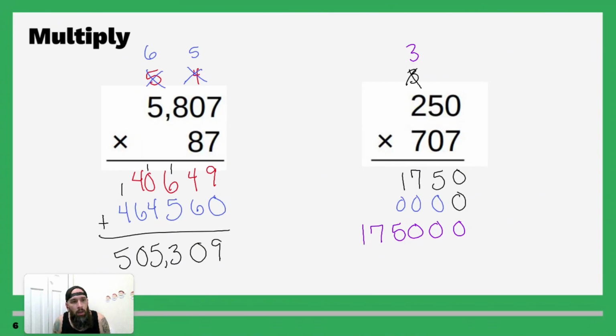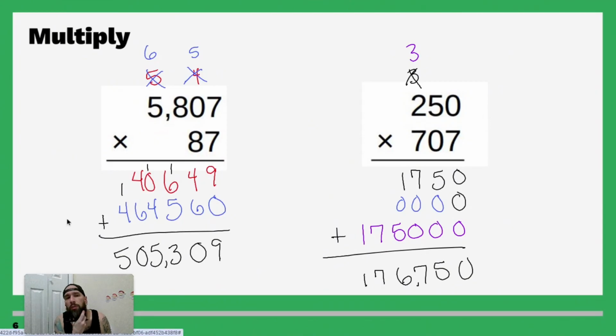Now we're going to add all 3 of these numbers out. So 0 plus 0 plus 0 is 0. 5 plus 0 is 5 plus 0 is 5. 7 plus 0 is 0 plus 0 is 7. 7 plus 0 is 7 plus 0 is 7. 1 plus 0 is 1. And 1 plus 5 is 6. Drop down the 7. Drop down the 1. 176,750.